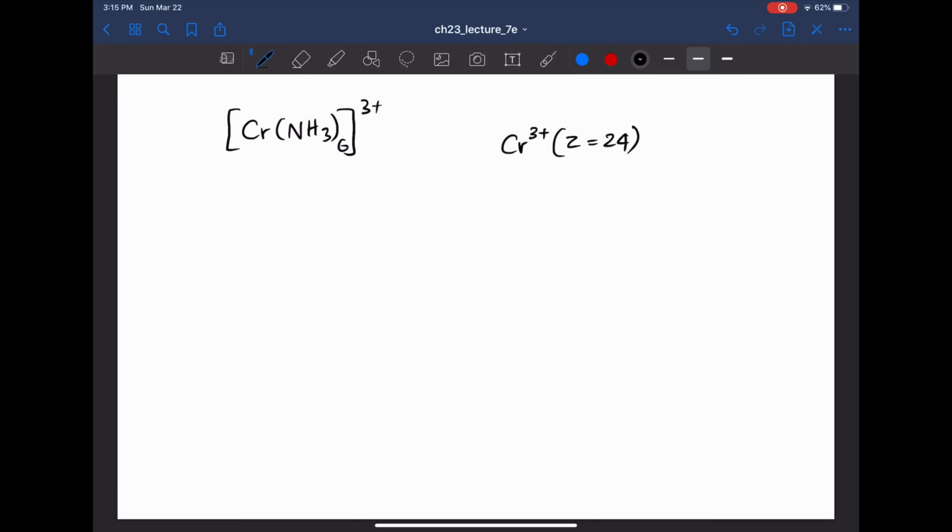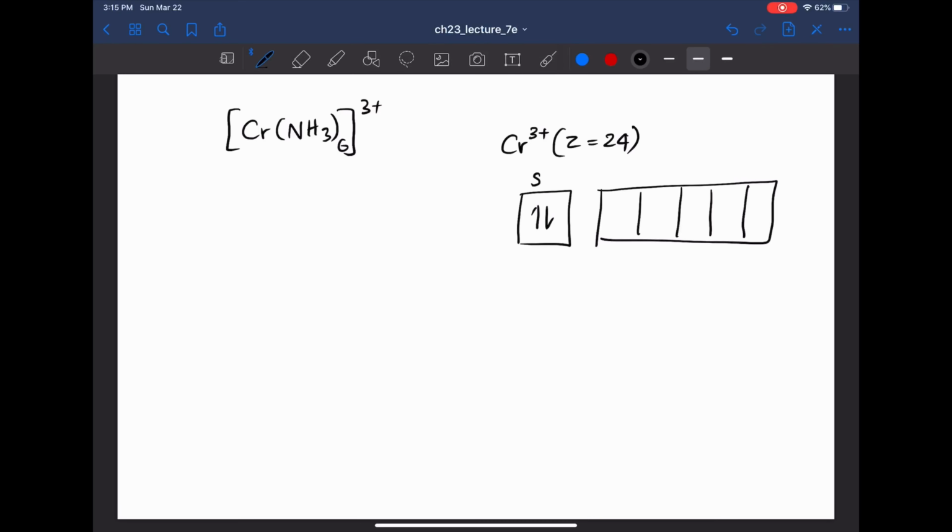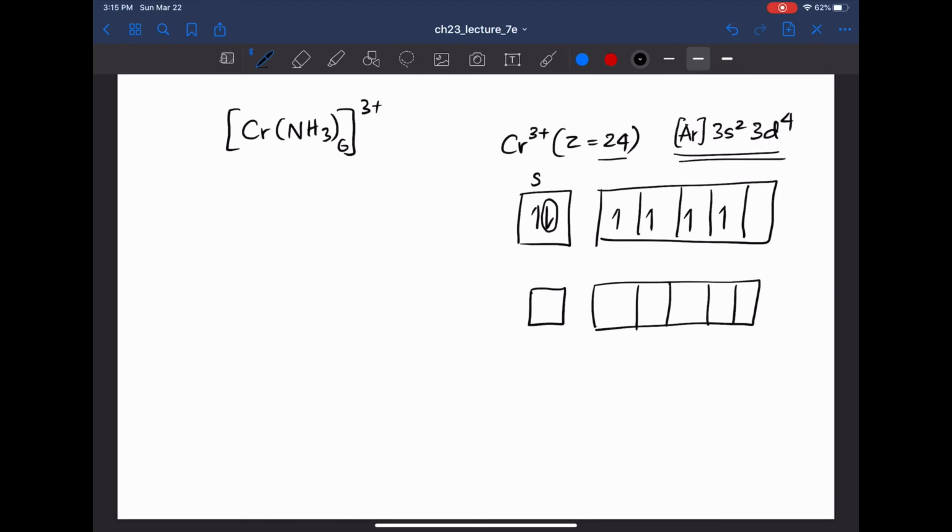When you draw the table, you have 4s and 3d. The 24 electrons give argon 4s2 3d4, so it has 4 electrons in the d orbital. But I told you that chromium has a peculiar characteristic where it does not fill the s orbital, but rather half-fills the d orbital. So it half-fills everything, which results in all of them having 1 electron each.